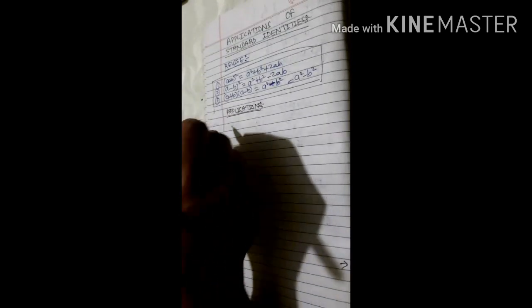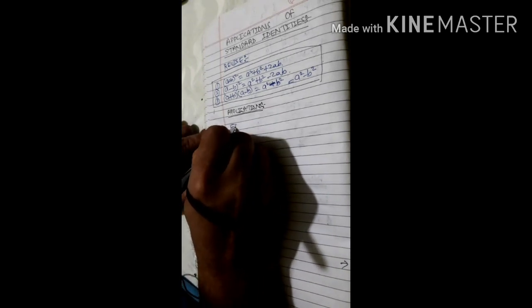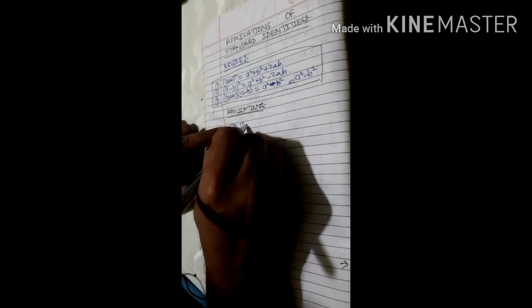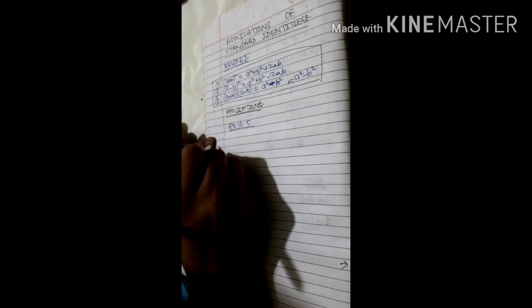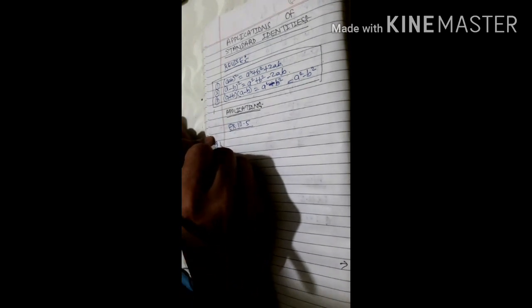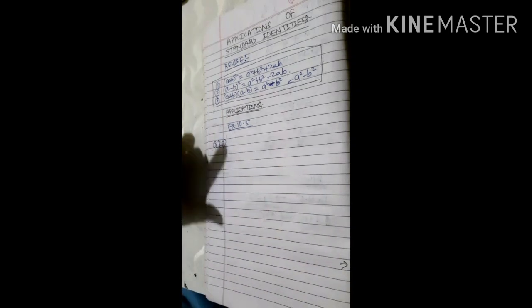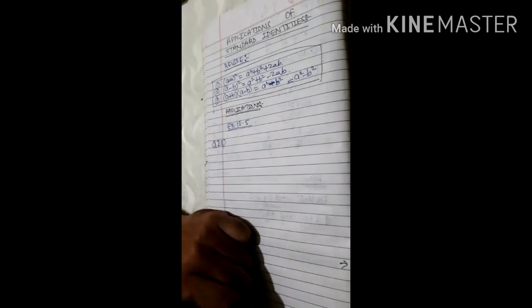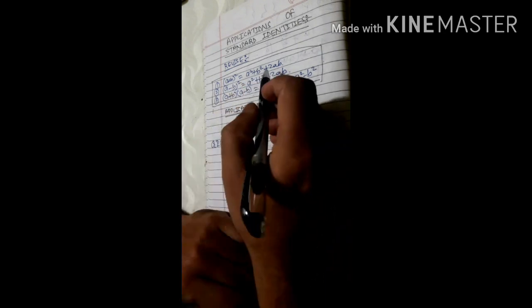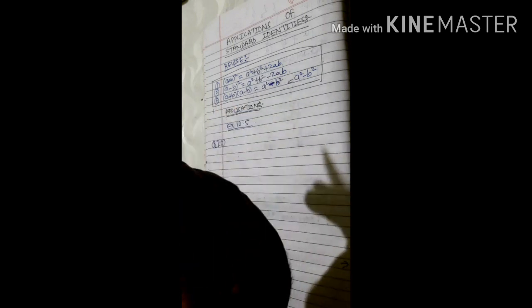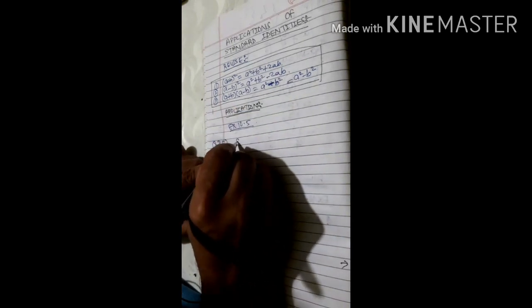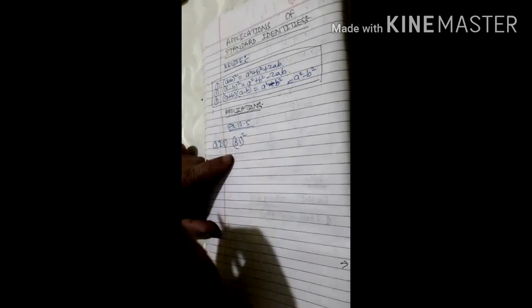Now let us take an example directly from the book. Exercise 10.5, question number 2, Roman 1. The question reads: using the identities, evaluate the following. Using the identities means using any of the three identities. So the first question is 81 square.